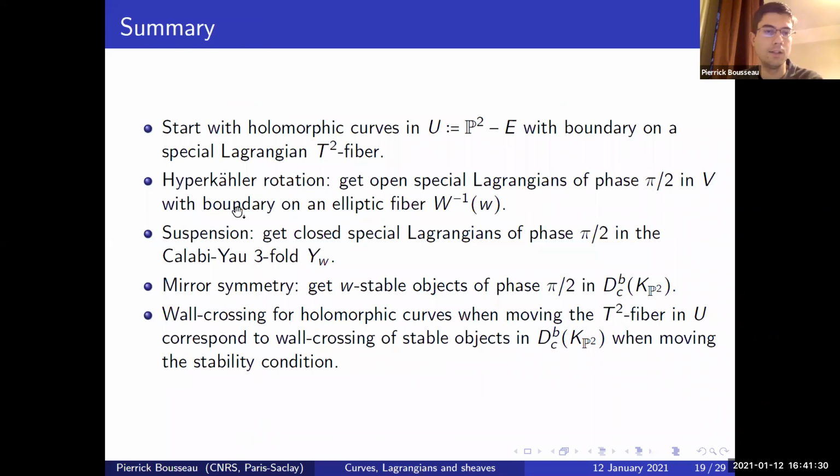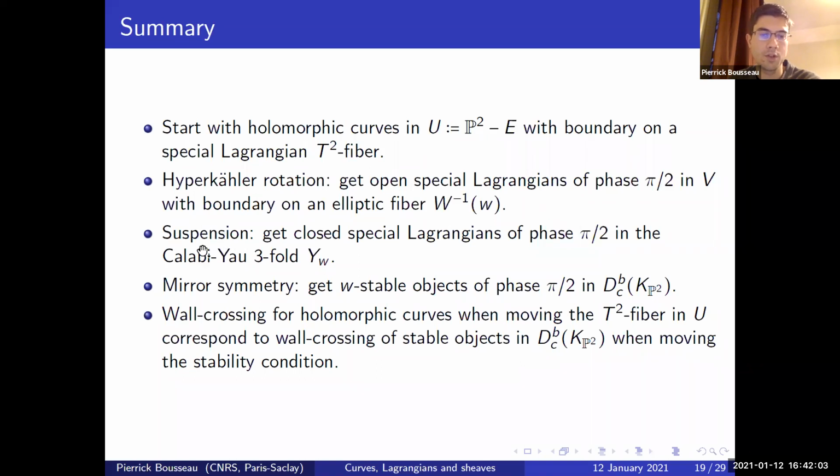Okay, so here is a summary of the list of steps I went through. I started with holomorphic curves in U equal P2 minus E, in the complement of a smooth genus 1 curve, with boundary on a special Lagrangian T2 fiber. After hyperkähler rotation, I got open special Lagrangians of phase pi over 2 with boundary on the elliptic fiber, so a specific elliptic fiber of this elliptic fibration W.